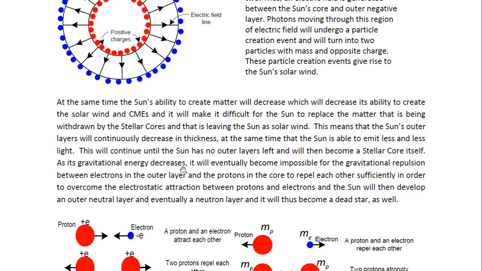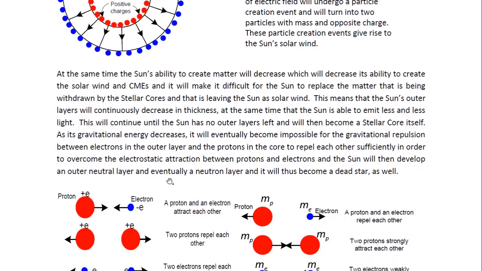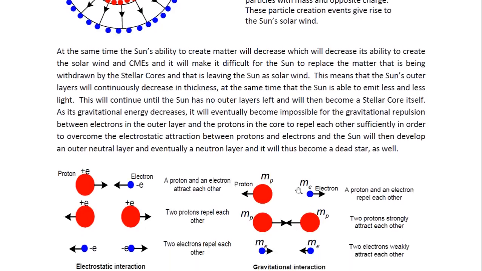As its gravitational energy decreases, it will eventually become impossible for the gravitational repulsion between electrons in the outer layer and the protons in the core to repel each other sufficiently in order to overcome the electrostatic attraction between protons and electrons. And the sun will then develop an outer neutral layer and eventually a neutron layer, because the protons and electrons, if the gravitational energy is too low, will actually collapse into a neutron, and it will thus become a dead star as well.